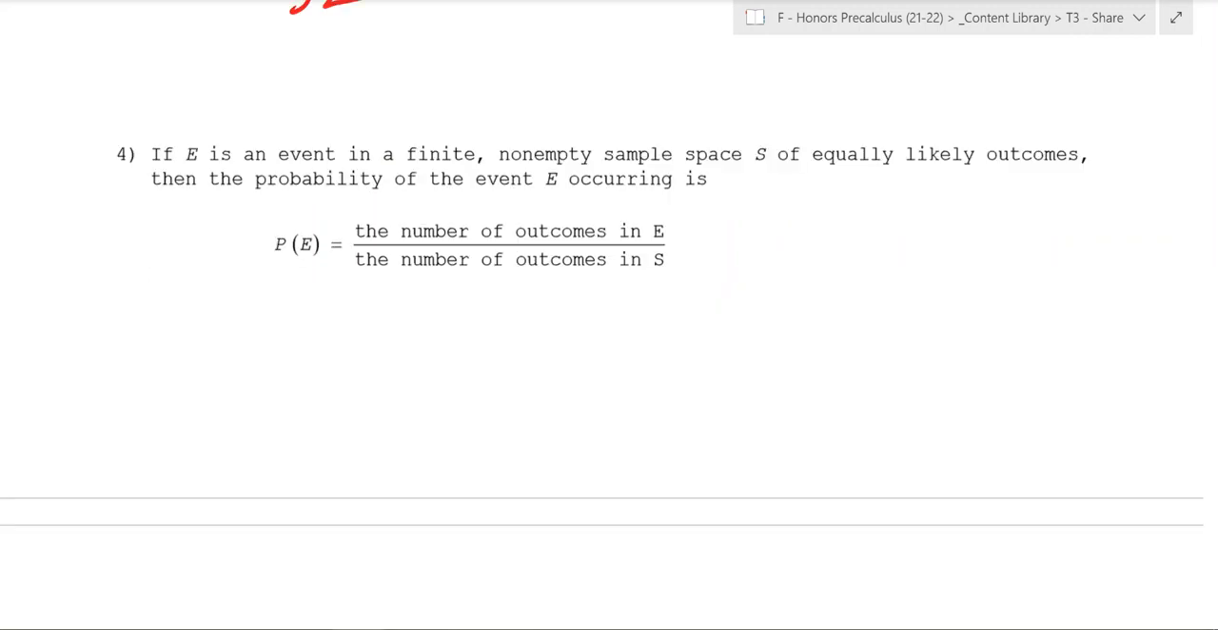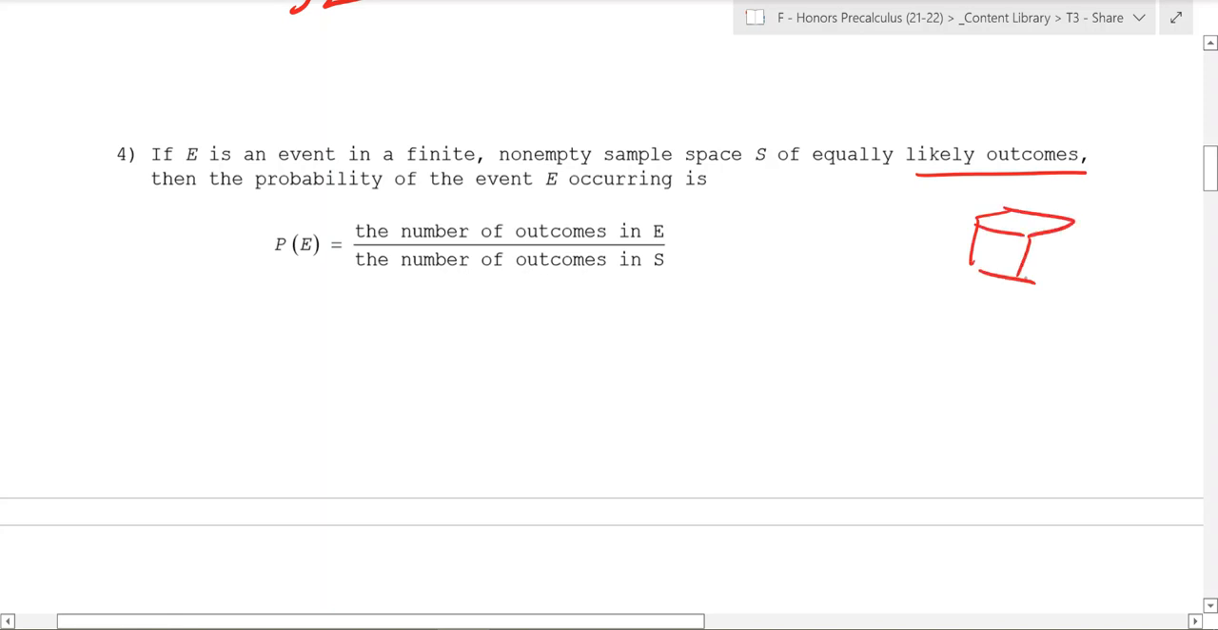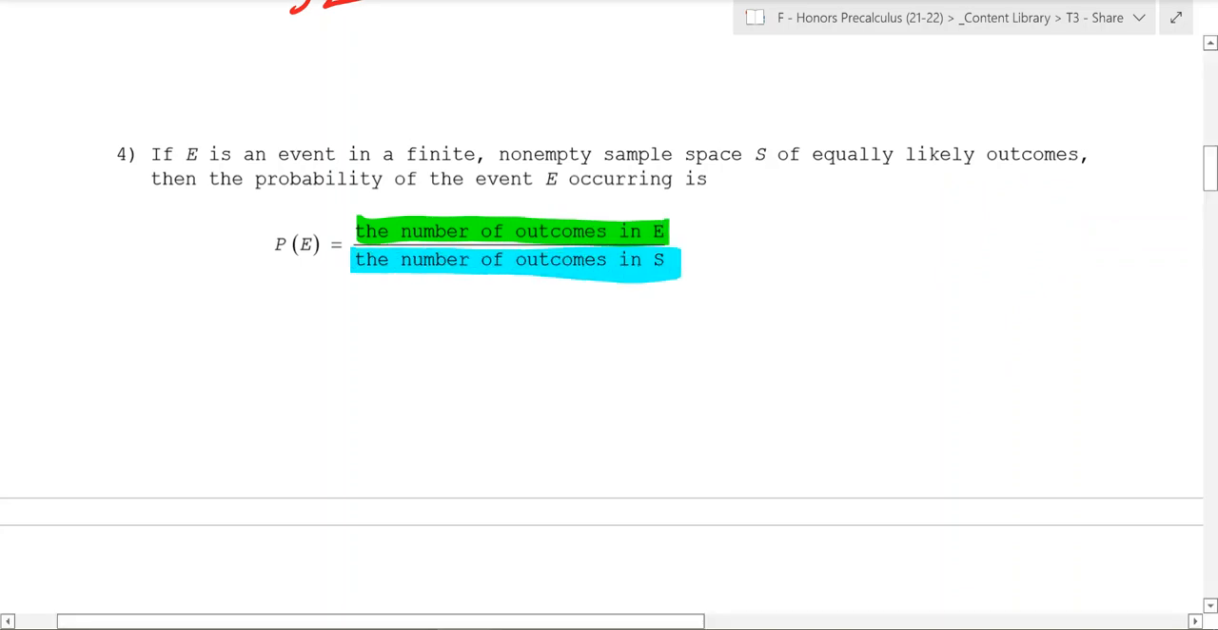Here's the technical definition of probability. If E is an event in a finite non-empty sample space S of equally likely outcomes, every outcome is equally likely. What that means is, like in a 6-sided die, every side of the die has the same probability of happening. Then the probability of the event happening is the number of outcomes in E, the number of winners, over the number of outcomes in S, the number of outcomes total. So it's the number of possible things on the bottom, and the number of winners on the top. How many ways can you win the game, over the total number of ways possible? How many different ways could you play the game?